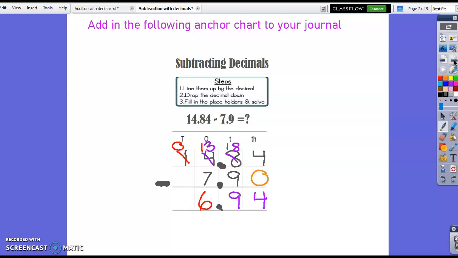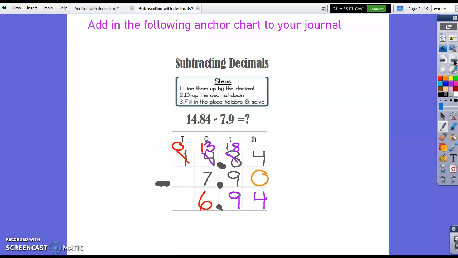It says subtracting decimals. Your steps, which are the same as addition: first you have to line up your numbers by lining up the decimals. Step 2, you drop your decimal down to your answer, which is the difference today because we're doing subtraction. Step 3, you fill in your 0 as your place value holder, and then you solve the equation. For example, 14 and 84 hundredths minus 7 and 9 hundredths equals what?